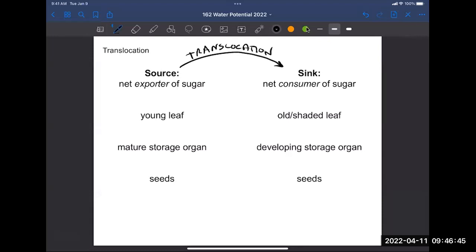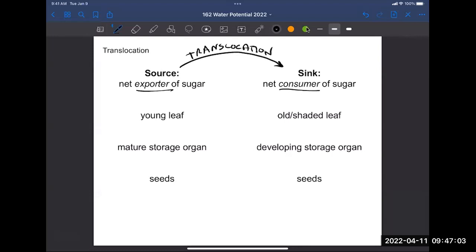Moving from a source to a sink. A source is a net exporter of sugar. In other words, it sends more sugar out to other parts of the plant than it consumes itself. Whereas a sink is a net consumer of sugar, right? So it's going to consume more than it makes. All right, so what are some examples here?